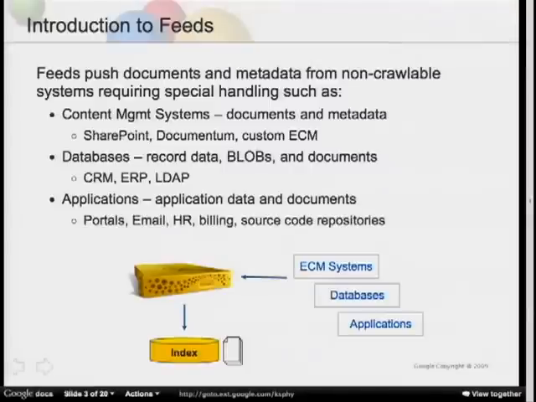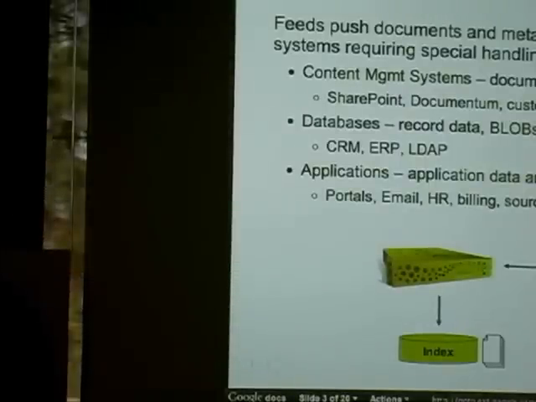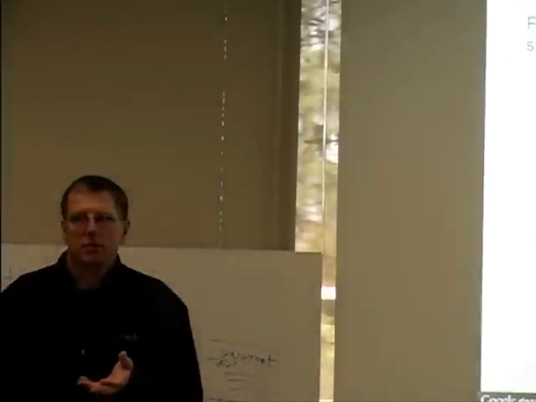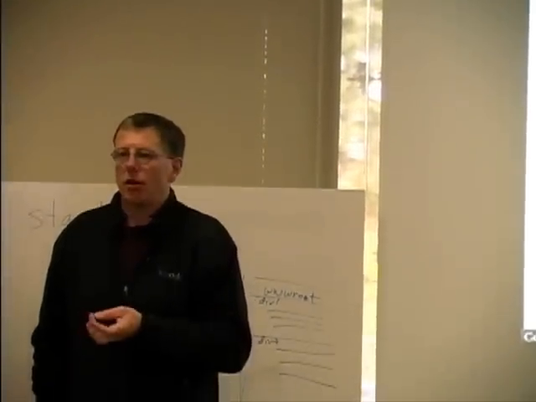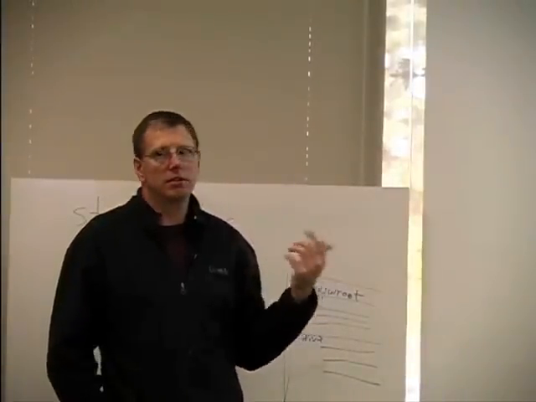So here's some examples. Databases are another good one. You can send in the record data from databases along with blobs or clobs or URLs to other documents hosted separately on a web server. Applications, if you have portals, email systems, HR systems, billing, whatever application you can think of. It could be even your own custom application. As long as you have an API to fetch the content out of it and the URLs, then you can send that to the GSA.